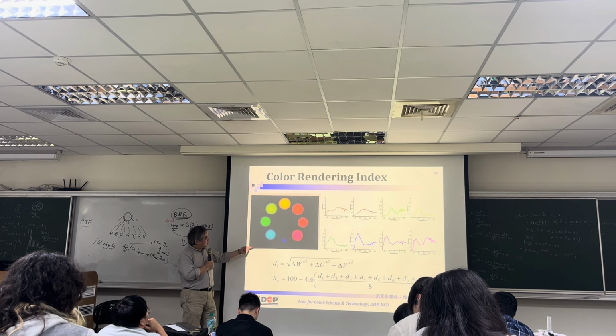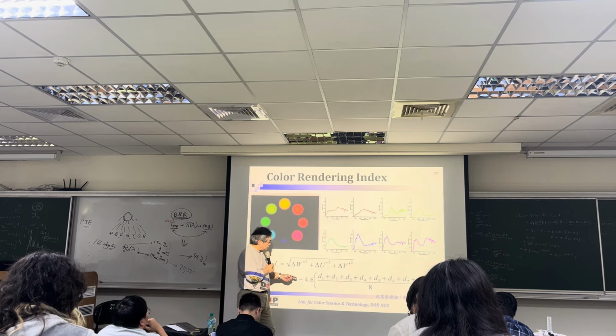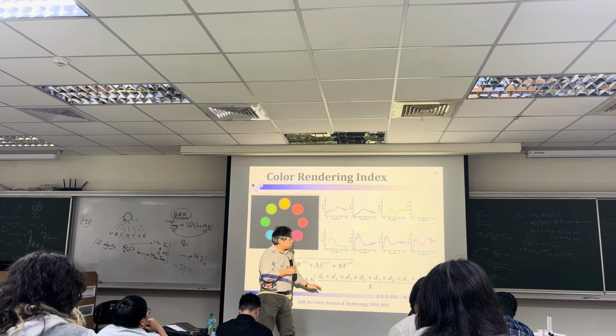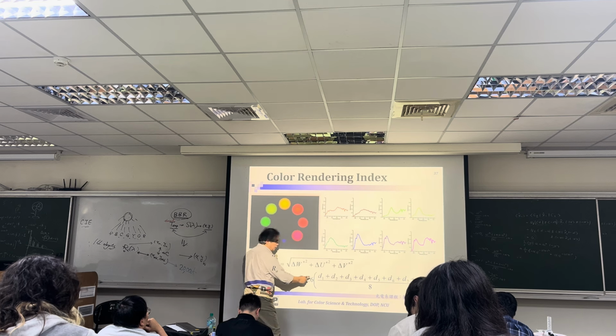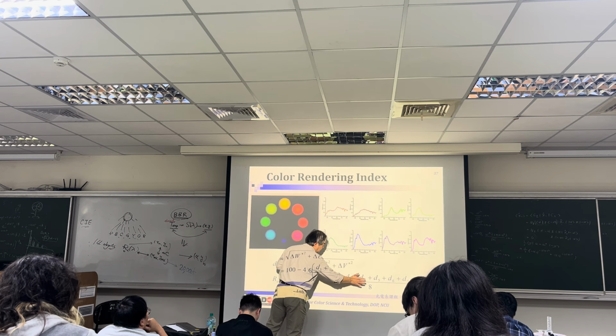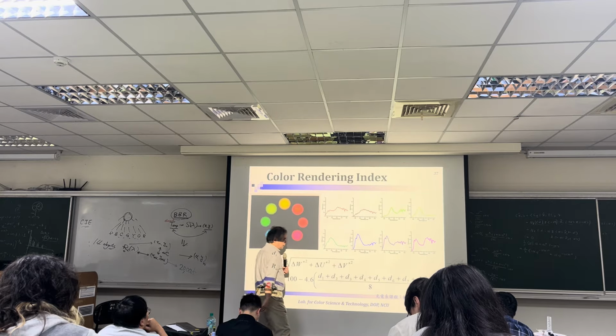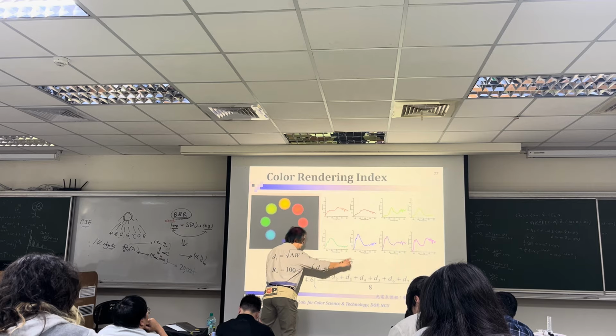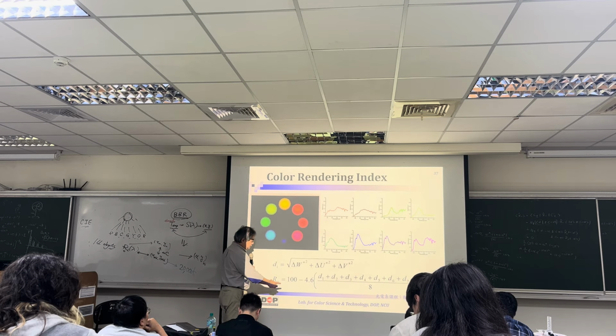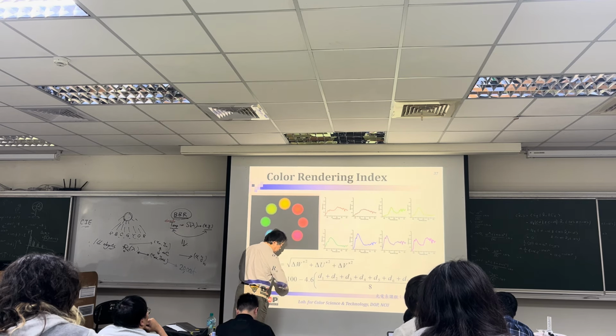So we have 8 color samples. So just doing the average. So this is the average color difference. So 8 colors, divided by 8. So this is the average color difference. And this is a scale transformation.